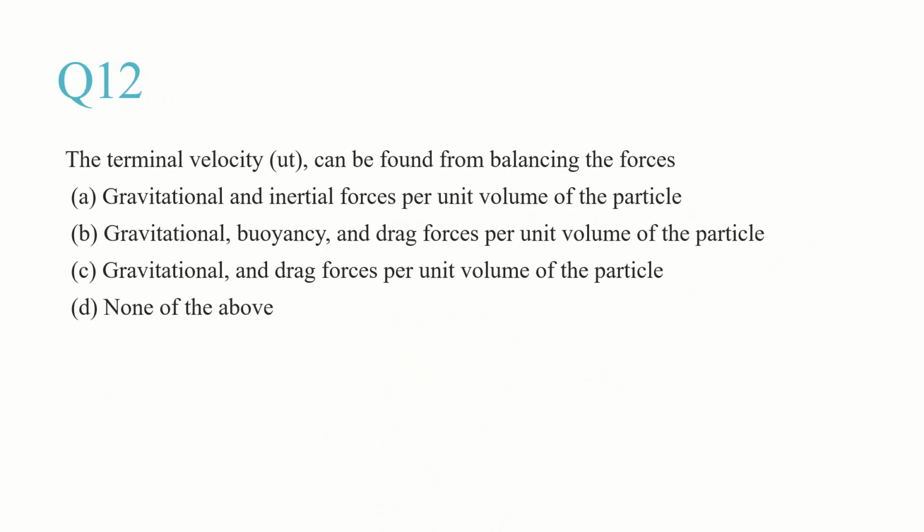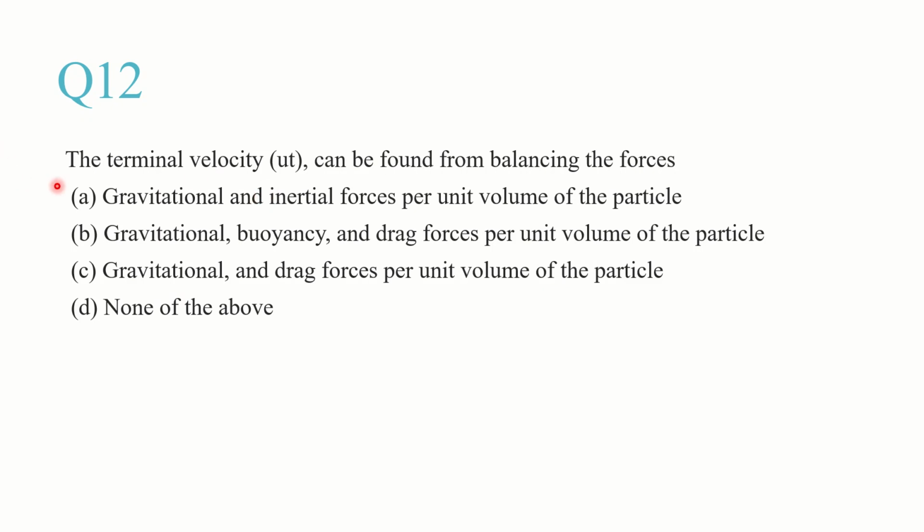Okay. Terminal velocity ut can be found from balancing the forces: gravitational force, buoyancy force, and drag force per unit volume of the particle. So terminal velocity, when we are calculating, it is for the particle, right? So it is similar to the calculation during minimum fluidization velocity, but it is calculated for a single particle.